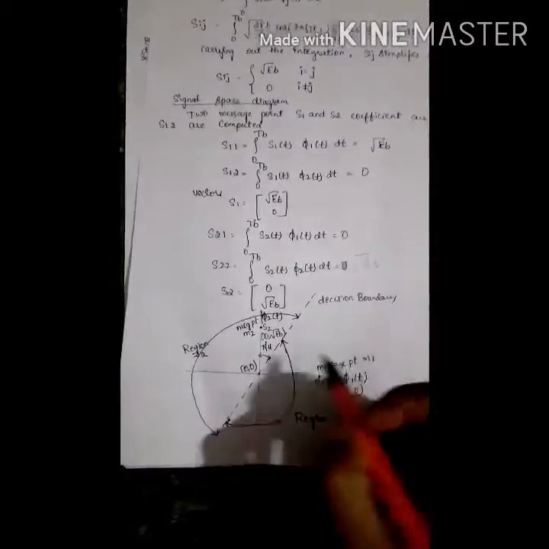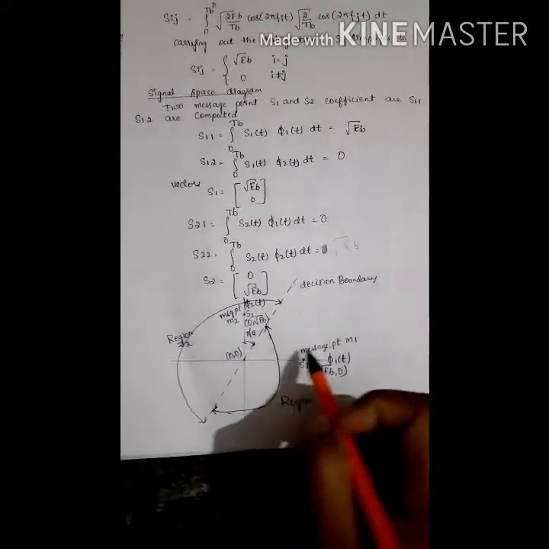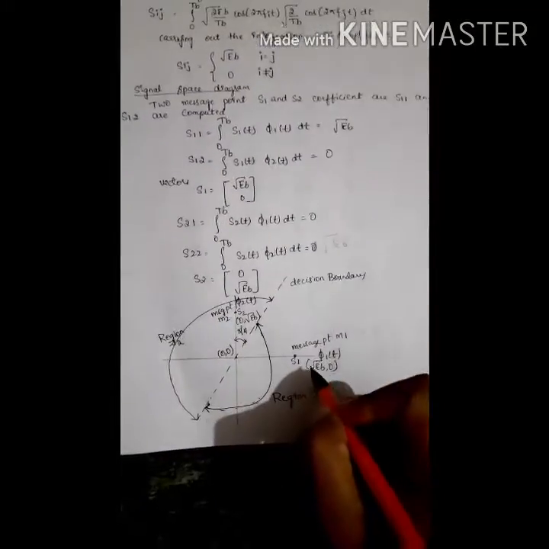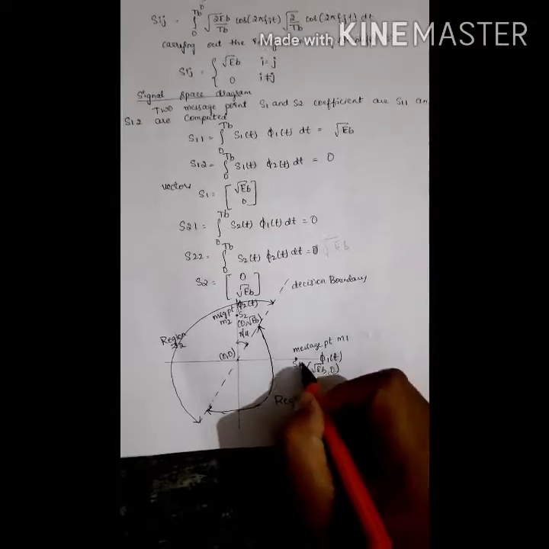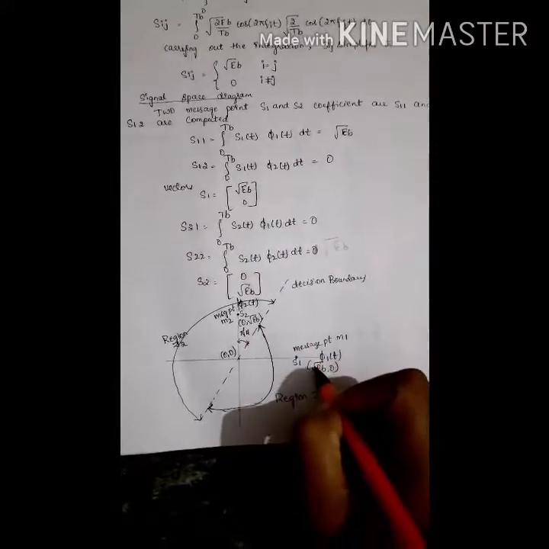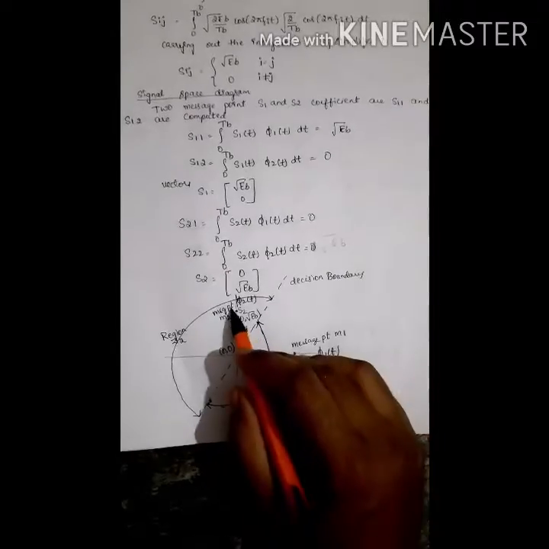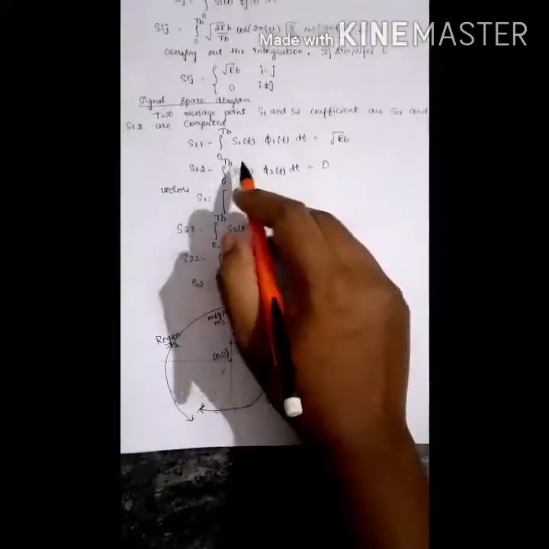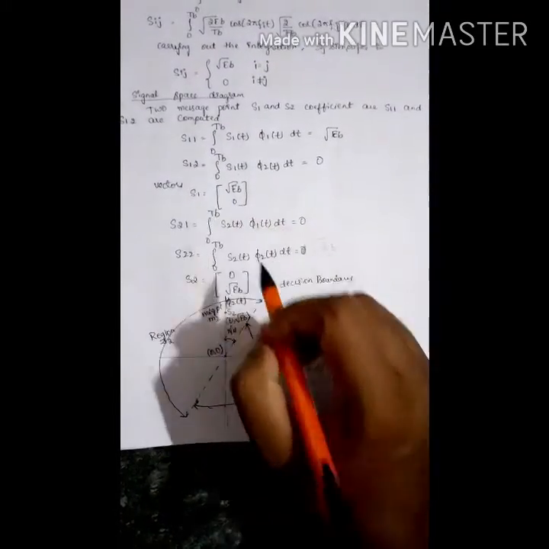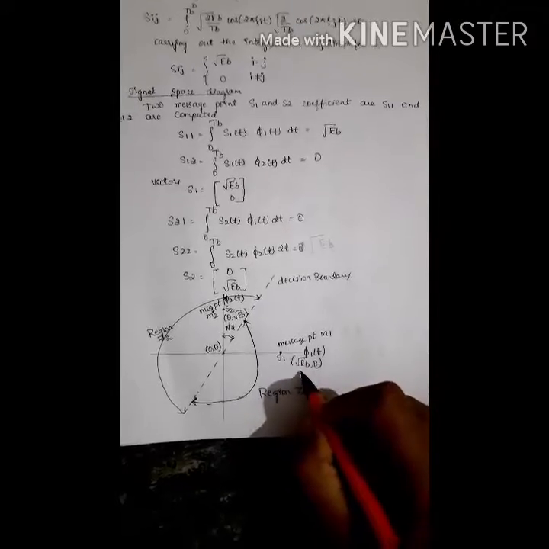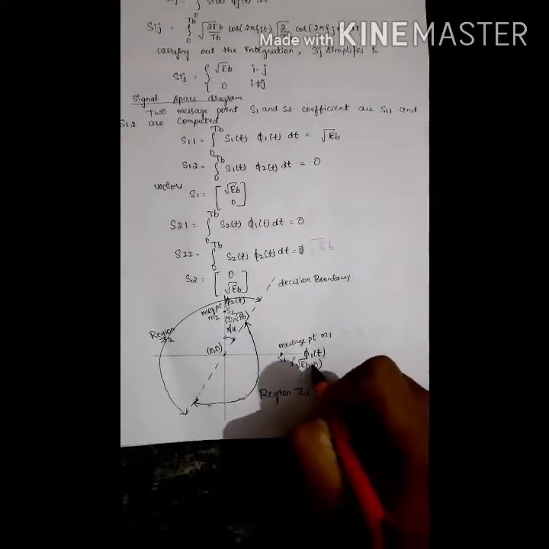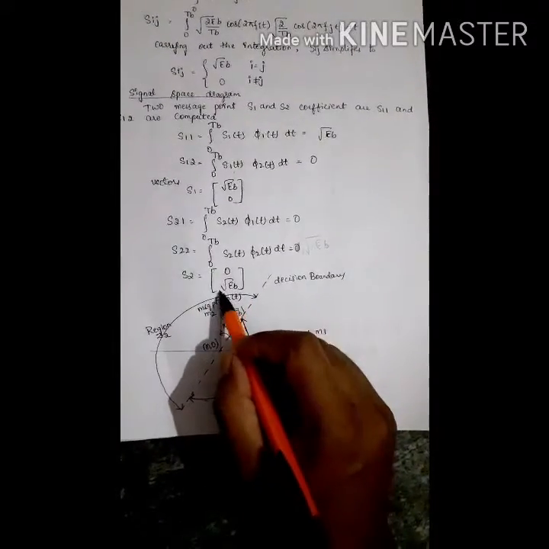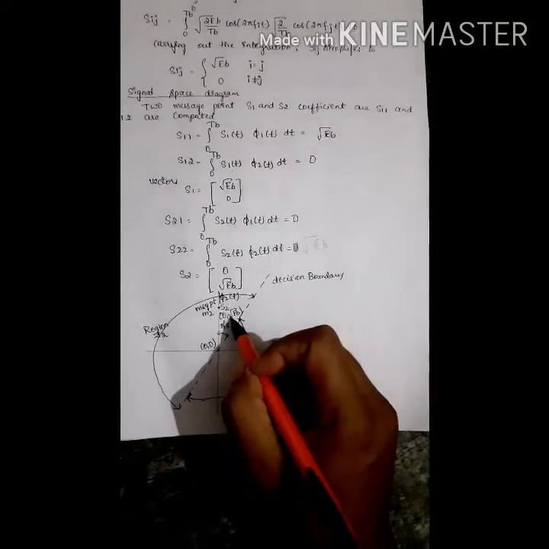The signal space diagram is given such that this axis is phi 1 of t and this is phi 2 of t. Here this is the decision boundary. Here there are two message points, this is the message point M1 and this is the message point M2. This is S2 and this is S1. We know that S1 has the value square root of EB comma 0, and the second value S2 is given by 0 comma square root of EB.